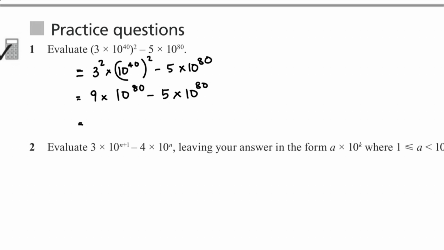Just imagine like 9x minus 5x. And that's supposed to be 4x, right? The same thing, which is 4 times 10 to the power of 80. Do you understand?